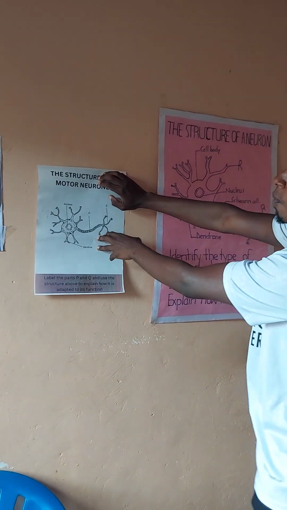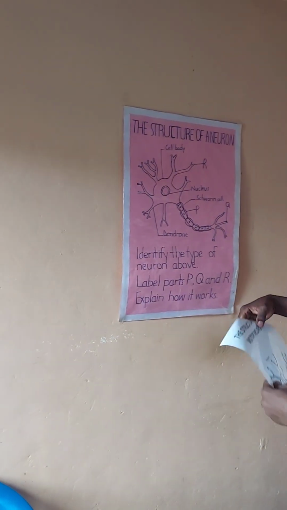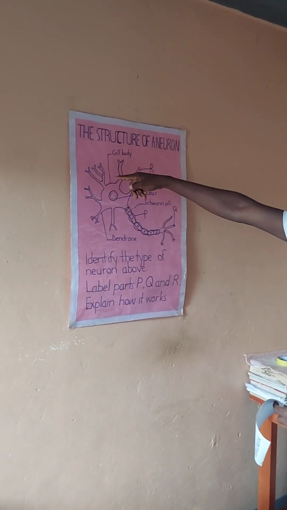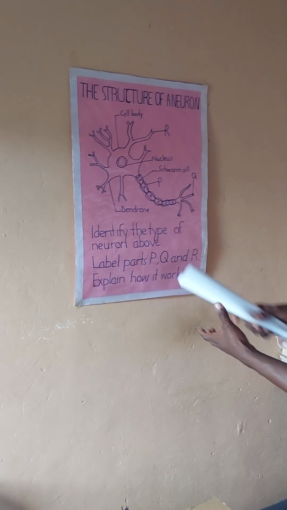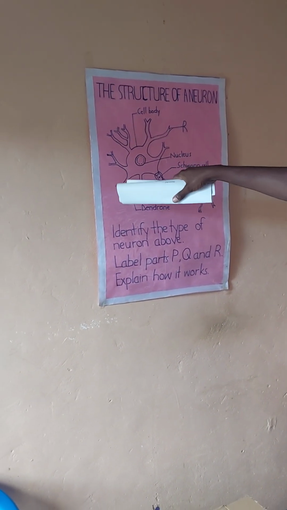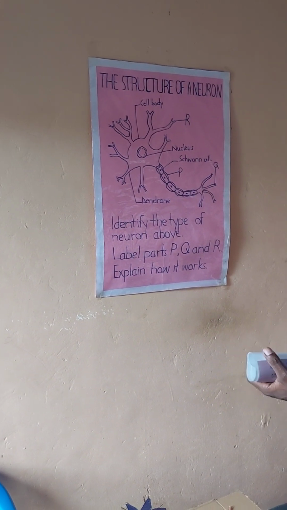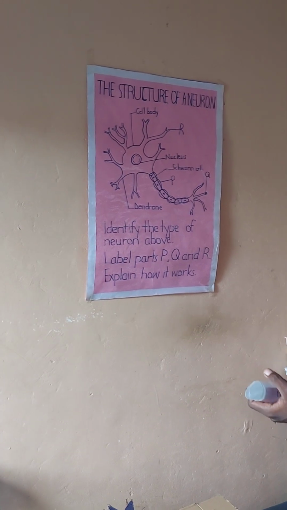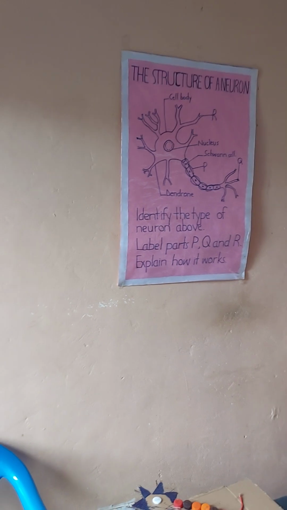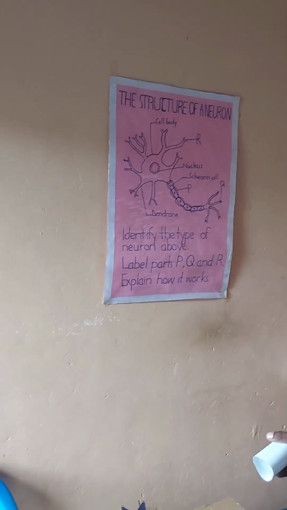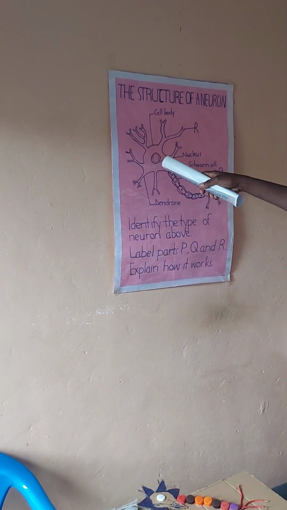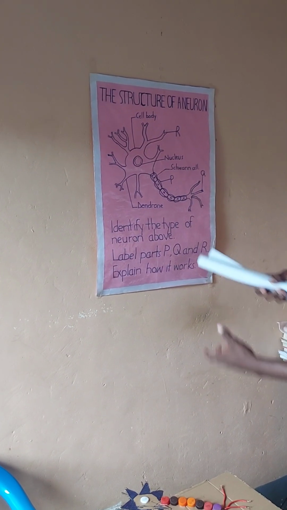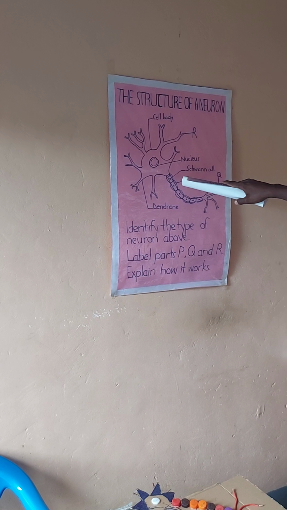Right? Now, this is the nucleus. This is the cell body. This is the dendron, on which the dendrite is attached. So, who can tell us the function of the nucleus? The nucleus controls the functioning of the neuron. Thank you so much. Then, what do you think the myelin sheath is doing?